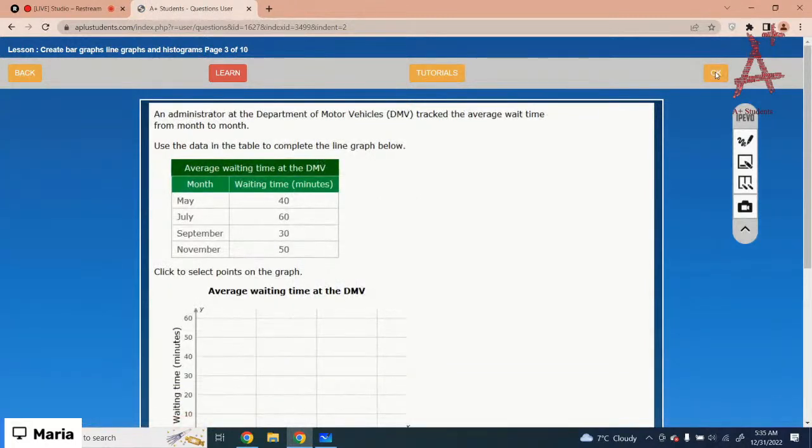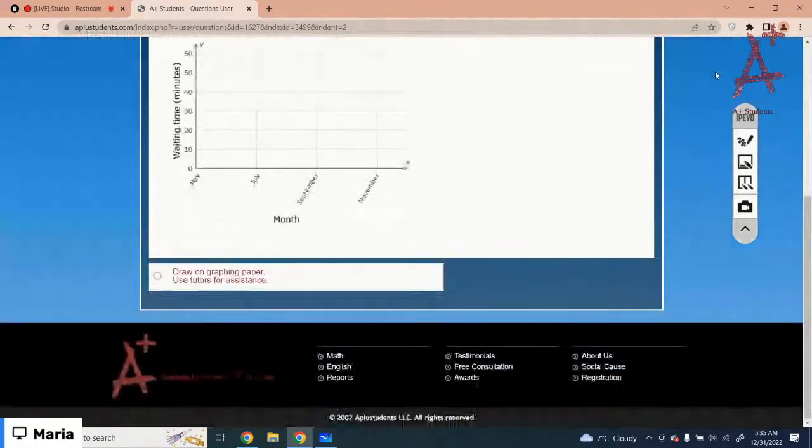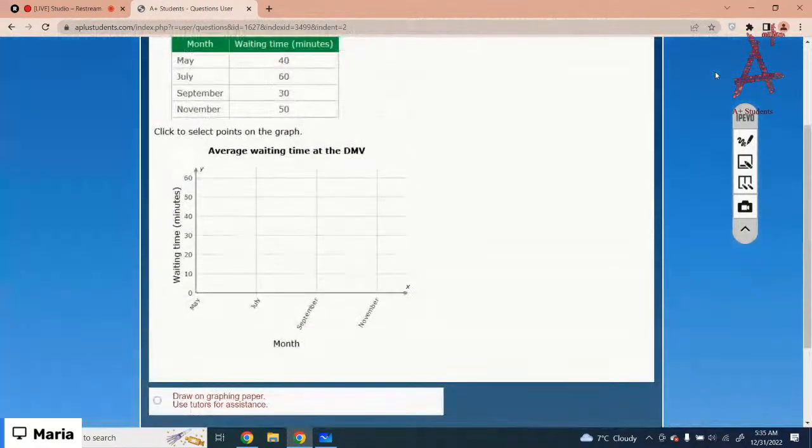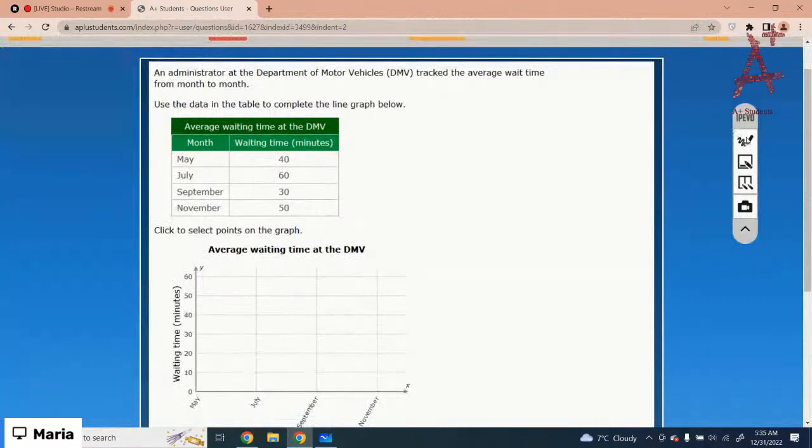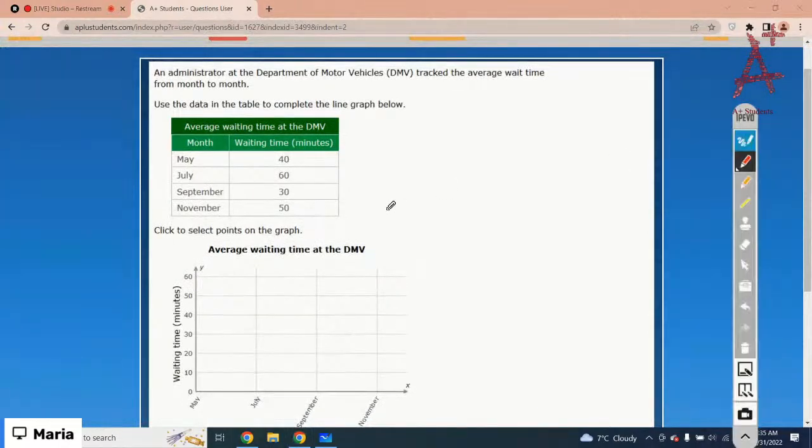Okay, an administrator at a Department of Motor Vehicles tracked the average wait time month to month. Use the data to draw it on graphing paper. Okay, you have to draw it on the graphing paper. Let me just draw it here. On May it is 40. That would be for May.